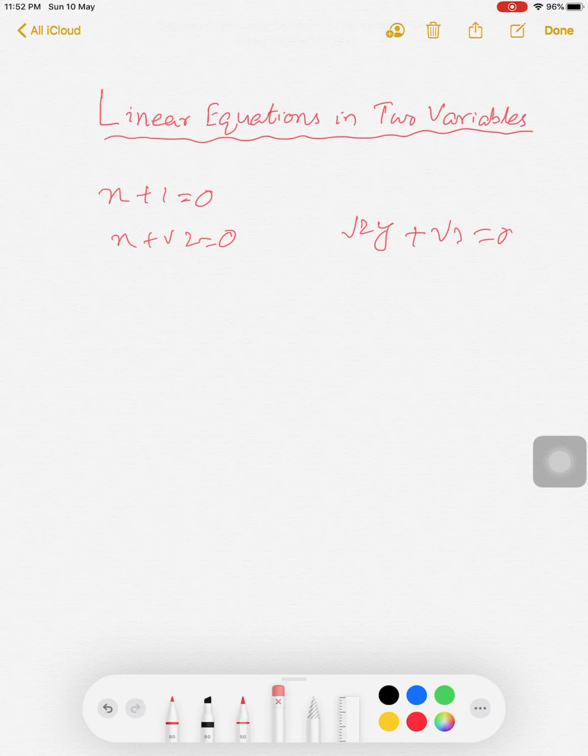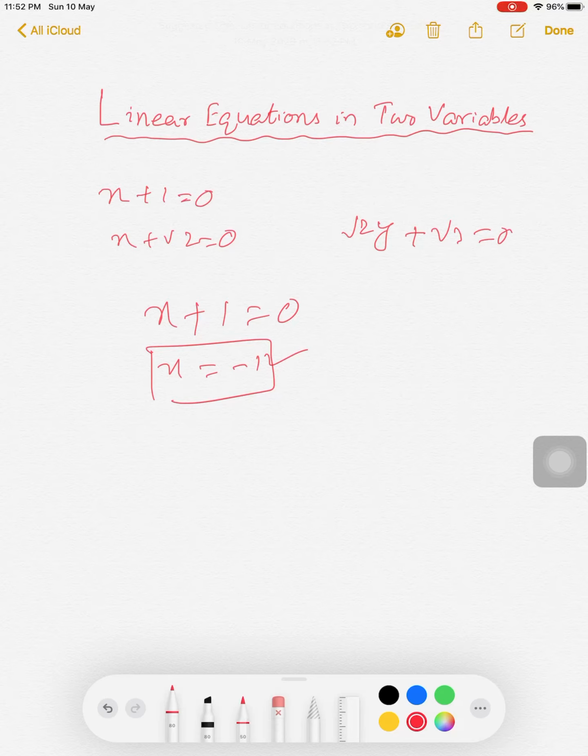And let us think about the solution of this equation. You have already learned that if x plus 1 equal to 0 is a particular equation you have taken, then x equal to minus 1, and here minus 1 is the solution of this equation. Now let's move forward with this, and this year we shall learn about linear equations in two variables.